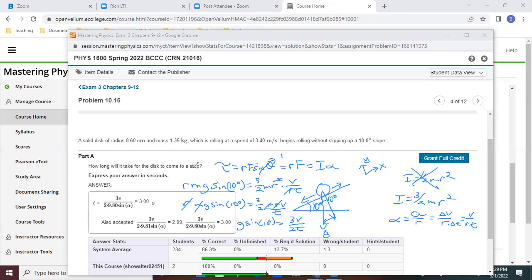And since the question is, how long does it take for the disk to stop? I'm going to take this, move it over here. We're going to say that if we solve for t, t is going to end up being 3v divided by 2g times the sine of 10 degrees. And that's where all of that comes from.